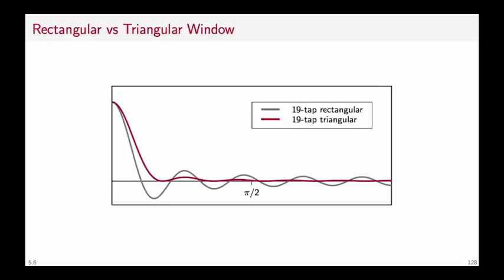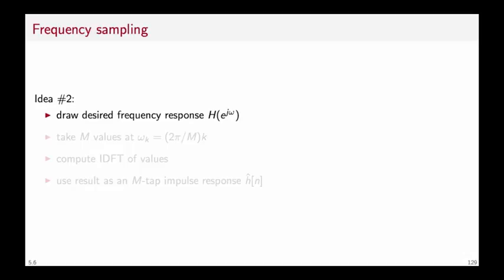So here you have the comparison between a 19-tap rectangular window in gray and a 19-tap triangular window in red, and you see that the side lobes are much smaller for the triangular window, but the width of the main lobe has increased. Let's move on now to a new method to approximate an ideal filter, called frequency sampling.